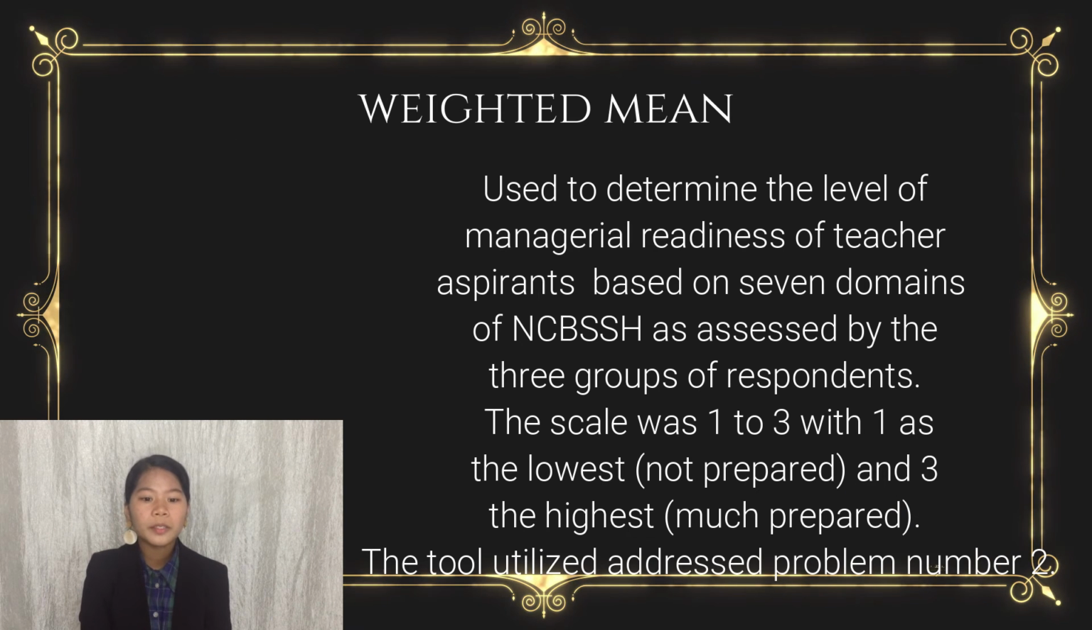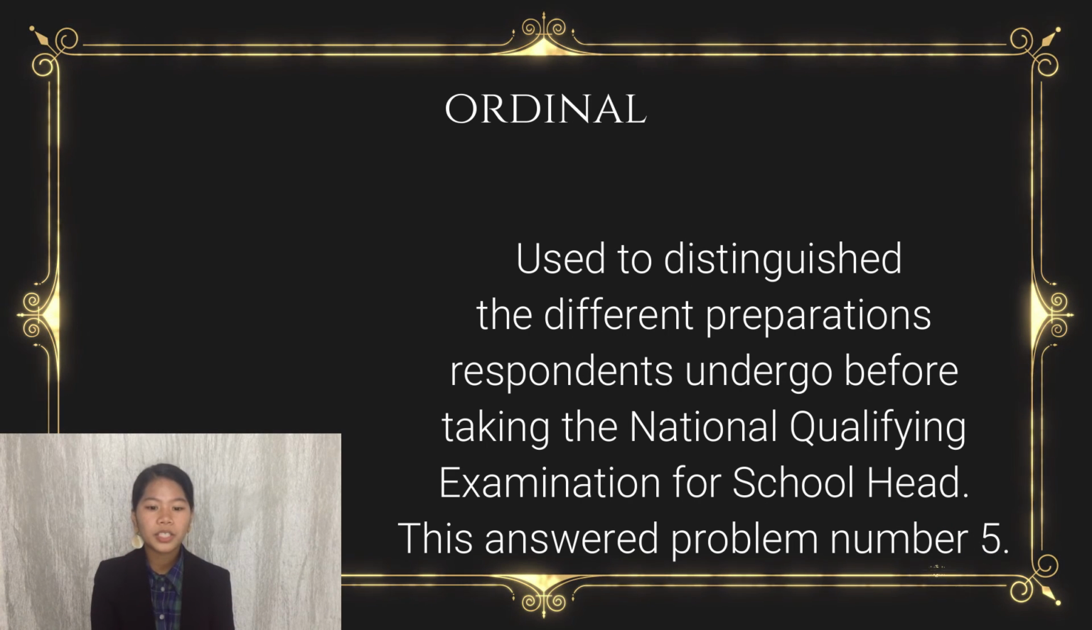Weighted mean, used to determine the level of managerial readiness of teacher aspirants based on the 7 domains of NCBSSH as assessed by the 3 groups of respondents. The scale was 1 to 3, with 1 as the lowest, not prepared, and 3 the highest, much prepared. The tool utilized addressed problem number 2. Ordinal ranking, used to distinguish the different preparations respondents undergo before taking the national qualifying examination for school heads. This answered problem number 5.